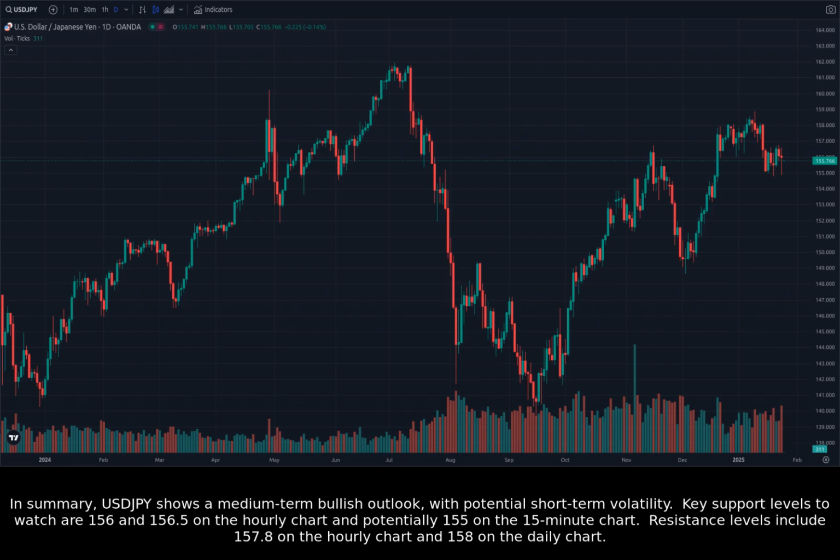Key support levels to watch are 156 and 156.5 on the hourly chart and potentially 155 on the 15-minute chart. Resistance levels include 157.8 on the hourly chart and 158 on the daily chart.